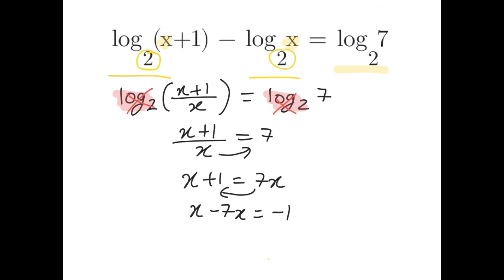So x minus 7x is negative 6x. And we have negative 1 here. If we remove the negative signs from both sides, we get 6x is equal to 1. But to get the value of x, we need to divide 1 by 6 to get 1/6. And that is our final value of x.